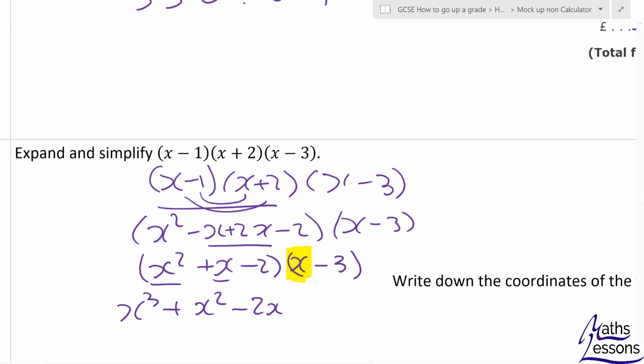And group my terms. So I get x cubed. X squared minus 3x squared is actually minus 2x squared. Minus 2x minus 3x is minus 5x plus 6.